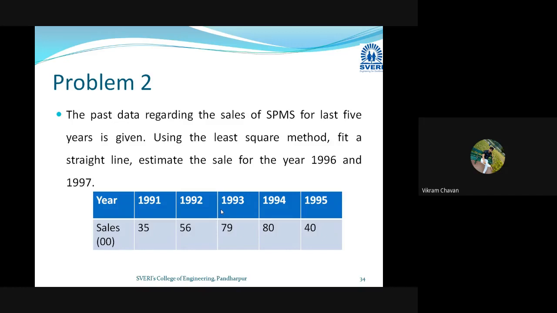Pranil is saying for 1996 it is 6,820, and 1997 it is 7,160. Dinesh is also saying the same value. Chetan is also saying the same value, and Pradyuman is also saying the same value. Whether all of you are getting the same value, please check. If you have any problem, any question.